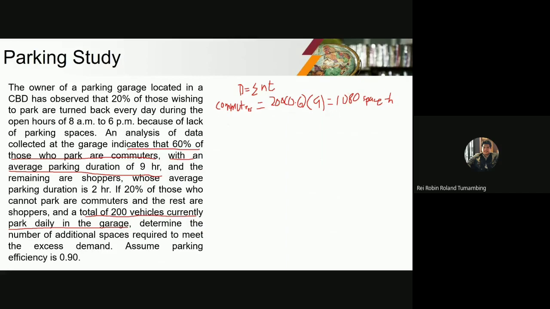Okay, tama. Next is for the shoppers naman. Total space hours for the shoppers. Sabi dito, the remaining 40% are shoppers. So that is 200 times 0.4. So gaano katagal sila nagpa-park? Average parking duration is 2 hours. Sabi dito, average parking duration of shoppers is 2 hours. So that is times 2. So that is 160 space hour.